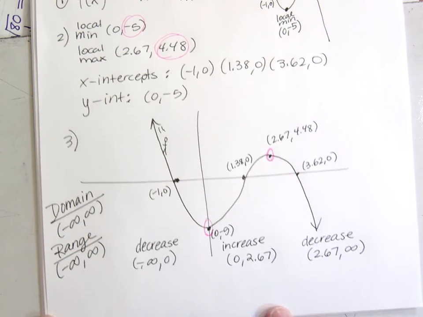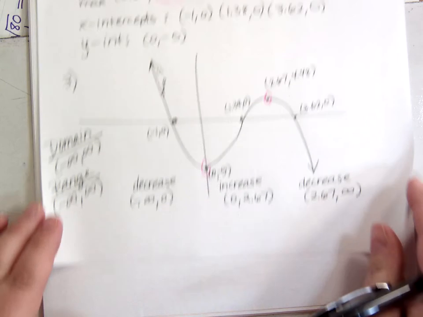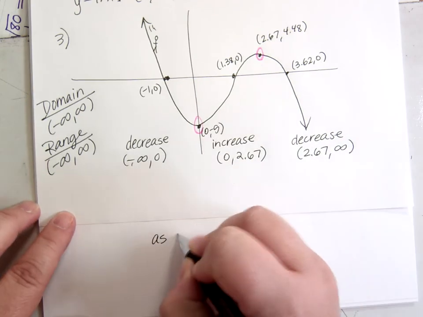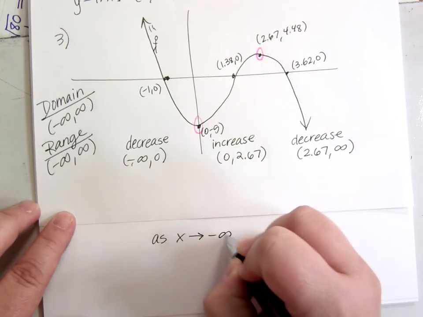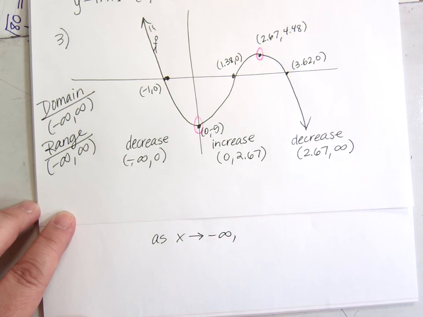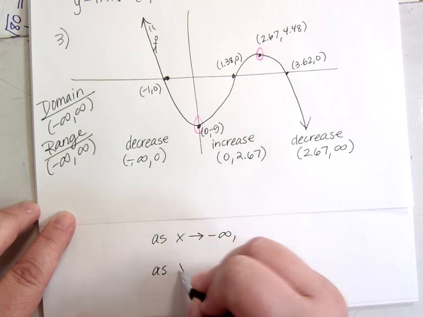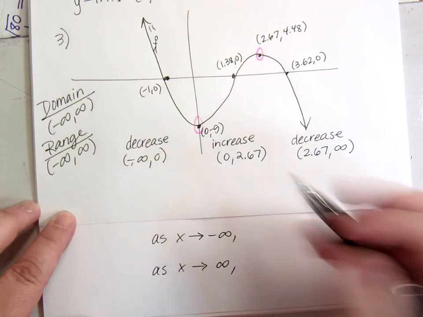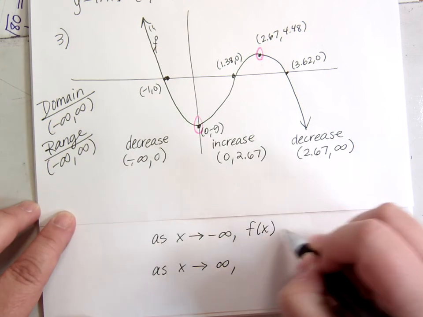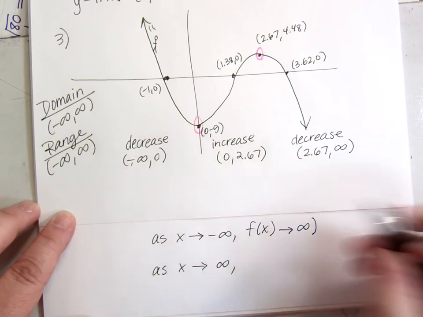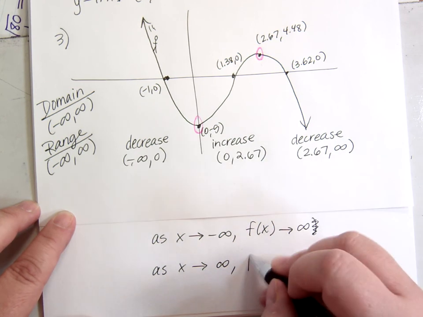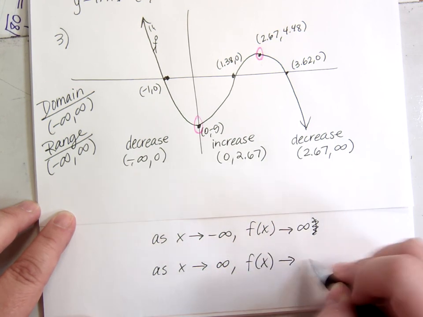And finally, end behavior. Let's go ahead and describe this end behavior. The end behavior of this graph, we would say, as x approaches negative infinity, which is a way of saying on the left. As x approaches positive infinity is a way of saying on the right. This one points up on the left, so f of x approaches positive infinity. And down on the right, f of x approaches negative infinity on the right.